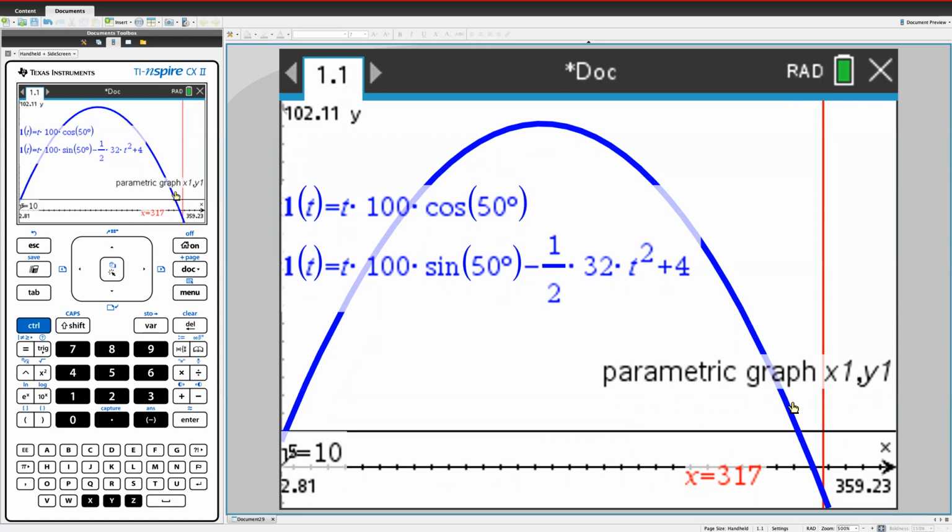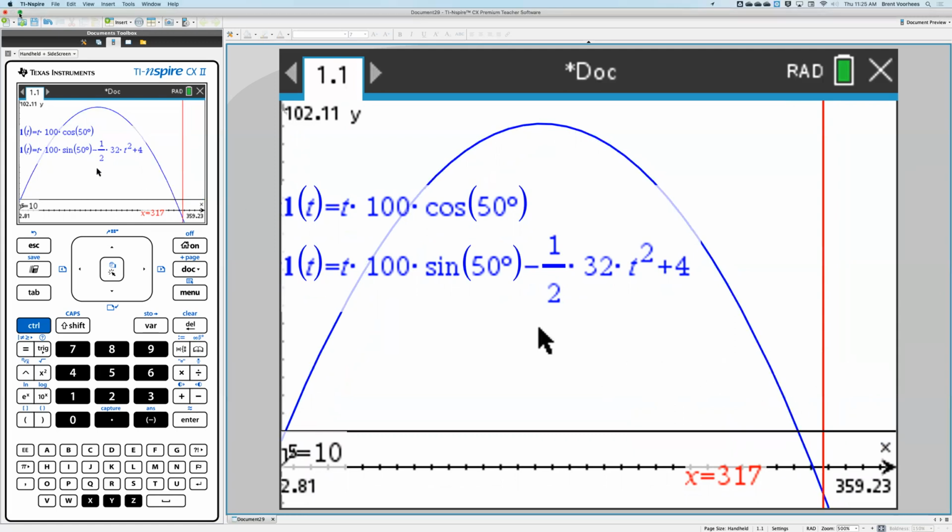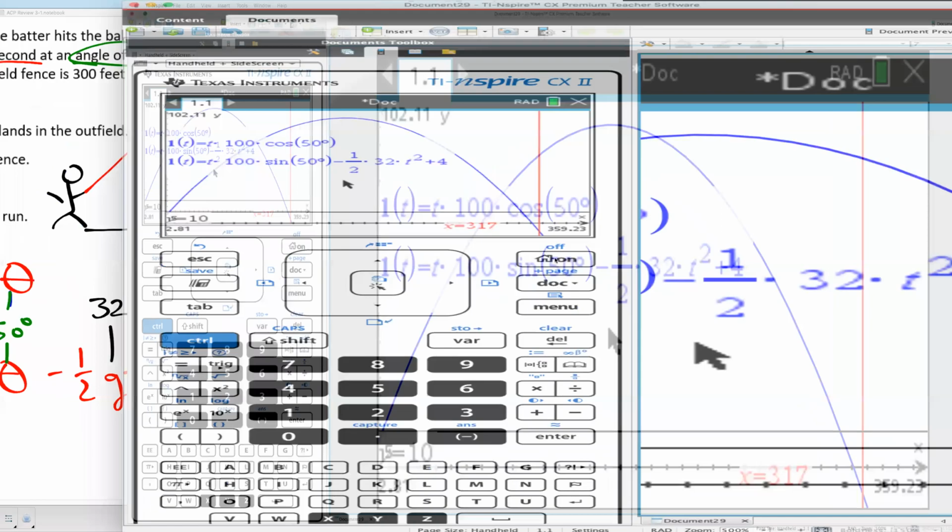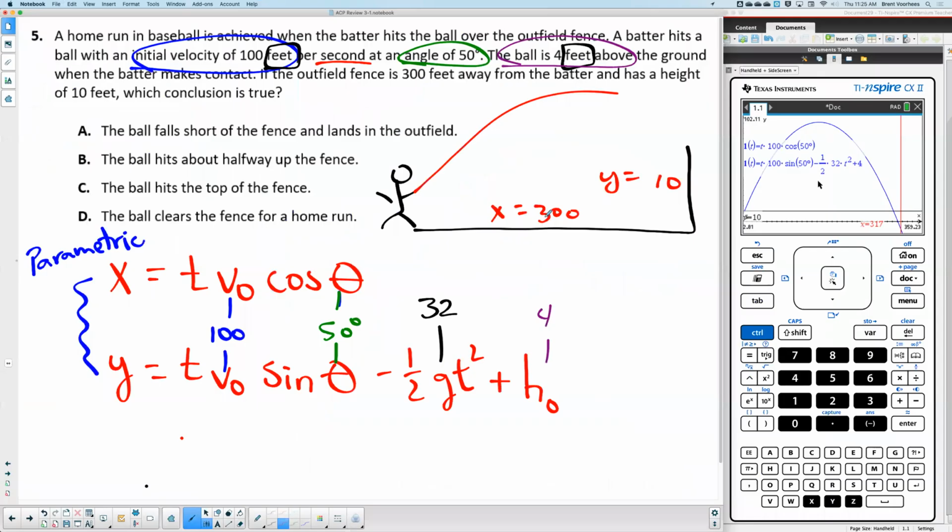But what I just did is I graphed it and I used a relation for the 300 and the 10. But either way, that's how you can do those problems. Okay, there's parametric in a nutshell.